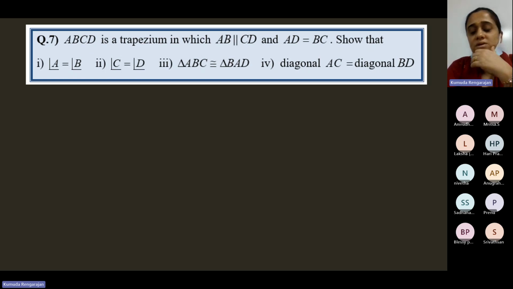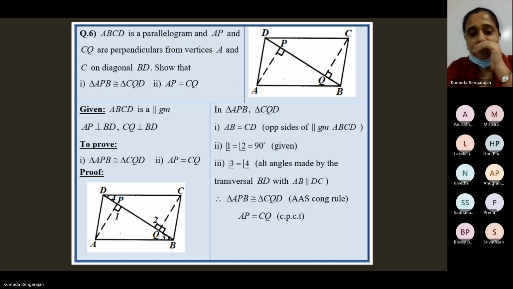ABCD is a trapezium. Online children, any questions with this one? No, ma'am. No. Okay.